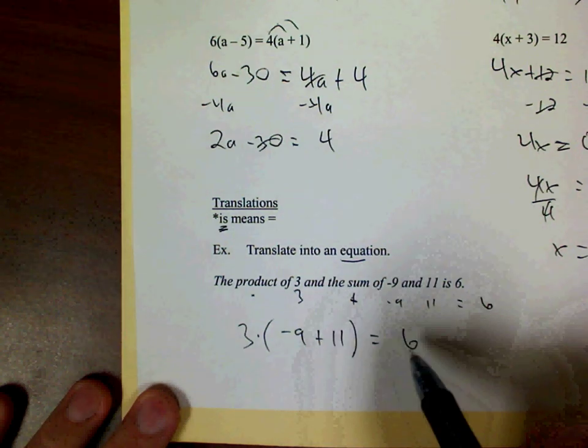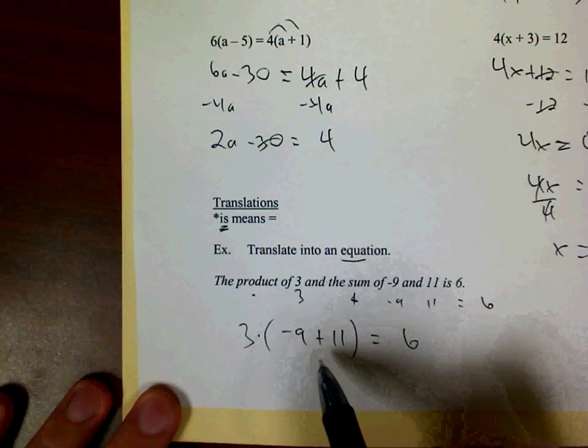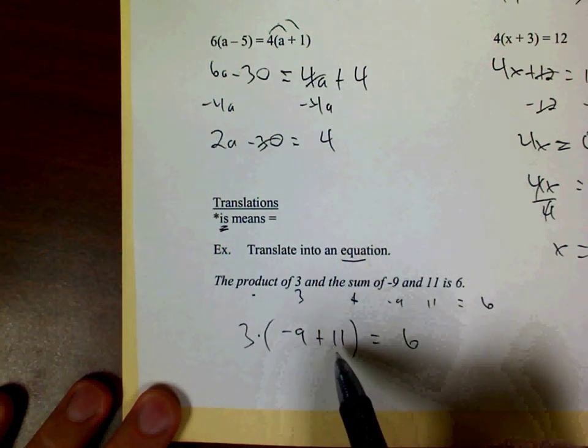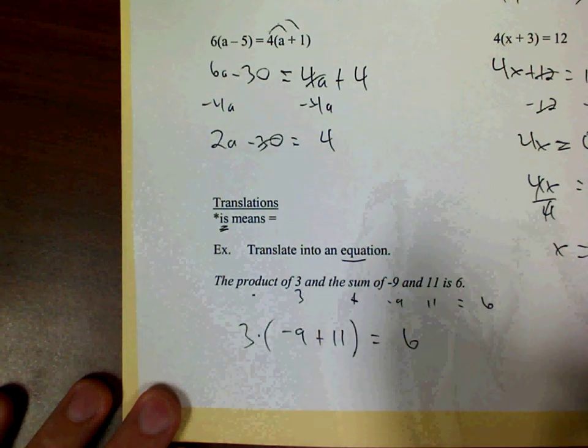Because by the order of operations, you do parentheses first. Negative 9 plus 11 is 2, and 2 times 3 is 6. So therefore, with the parentheses, it does check out.